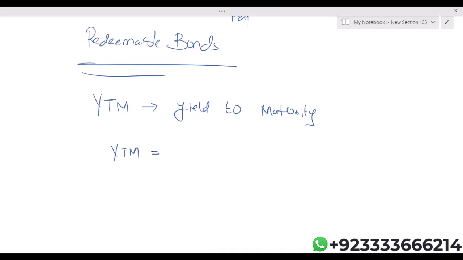Obviously, if I know the return required by the debt holders and my company is the borrower, then the same thing is the cost for me. The return required by the debt holder is the cost for my company. So right now I'm thinking about what return the debt holder will be asking for. Now, how do debt holders actually decide their return? It's very simple and very logical.